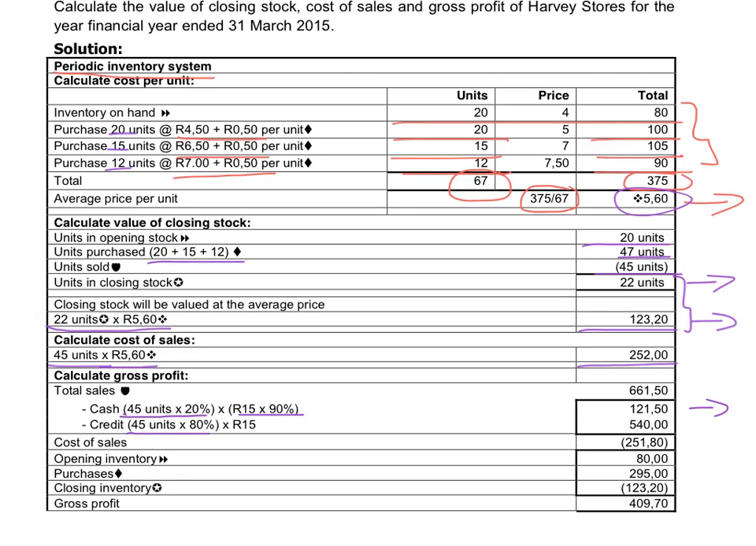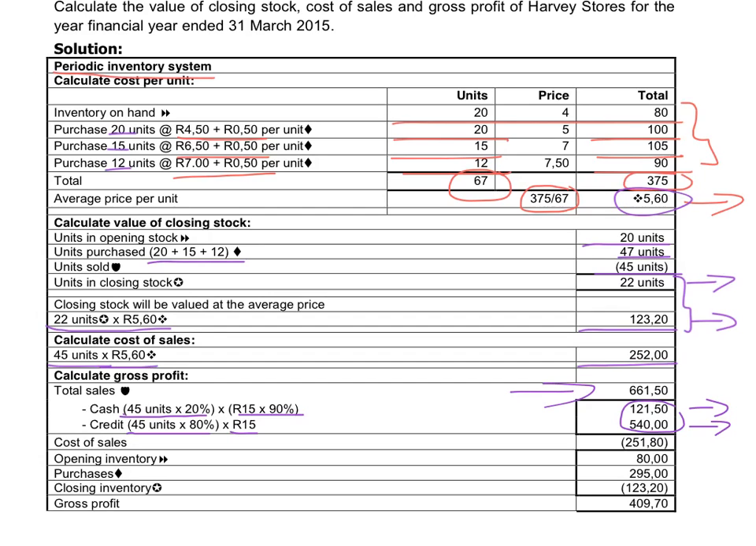The credit unit is 45 units that were sold. 80% is sold on credit. They don't get cash discount, so we multiply with 15, and my total sales for credit sales is then 540. If I add these two figures together, it gives me my total sales as R661.50.